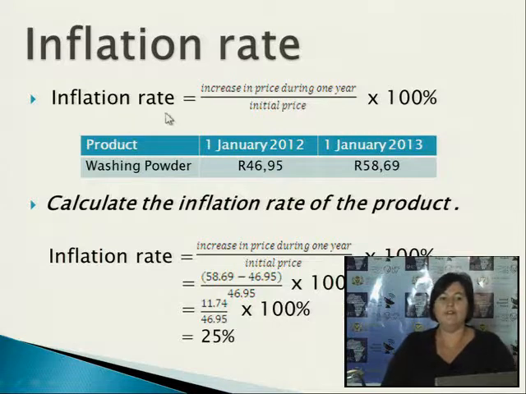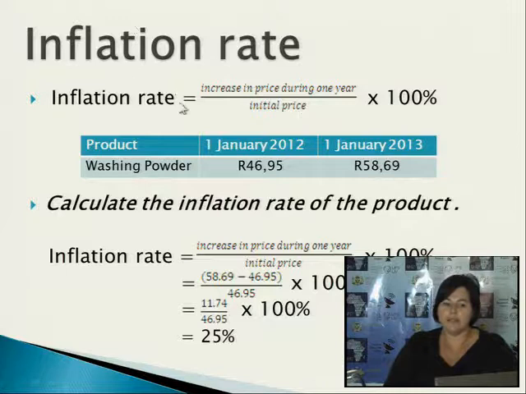The formula for inflation, for calculating the inflation rate, is the increase in price during 1 year. That will be an amount over the initial price, or a word that I often like to use is the original price. And remember, rate, inflation rate, is always measured in percentage. So I have to multiply by 100%. Formula, very, very important. Go learn it.